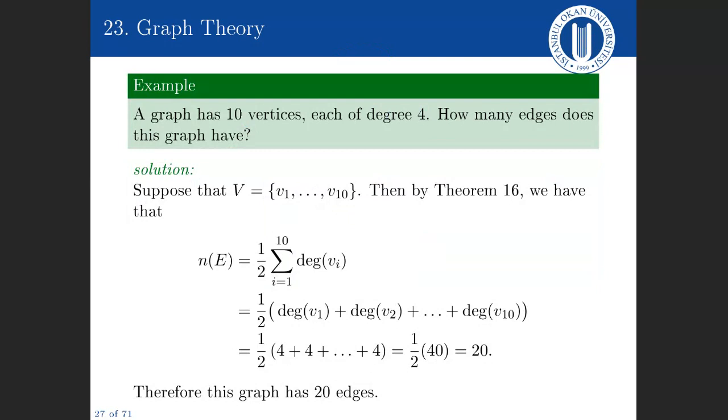Next example. We're told that a graph has 10 vertices and that the degree of each vertex is 4. How many edges does this graph have? We're told that there are 10 vertices, let's call them V1 up to V10. By the theorem we've just seen, the number of edges should be equal to a half multiplied by the sum of the degrees. But that's a half of 4 plus 4 plus 4 plus 4 plus 4, etc. A half of 40 or 20. The graph described here must have 20 edges.